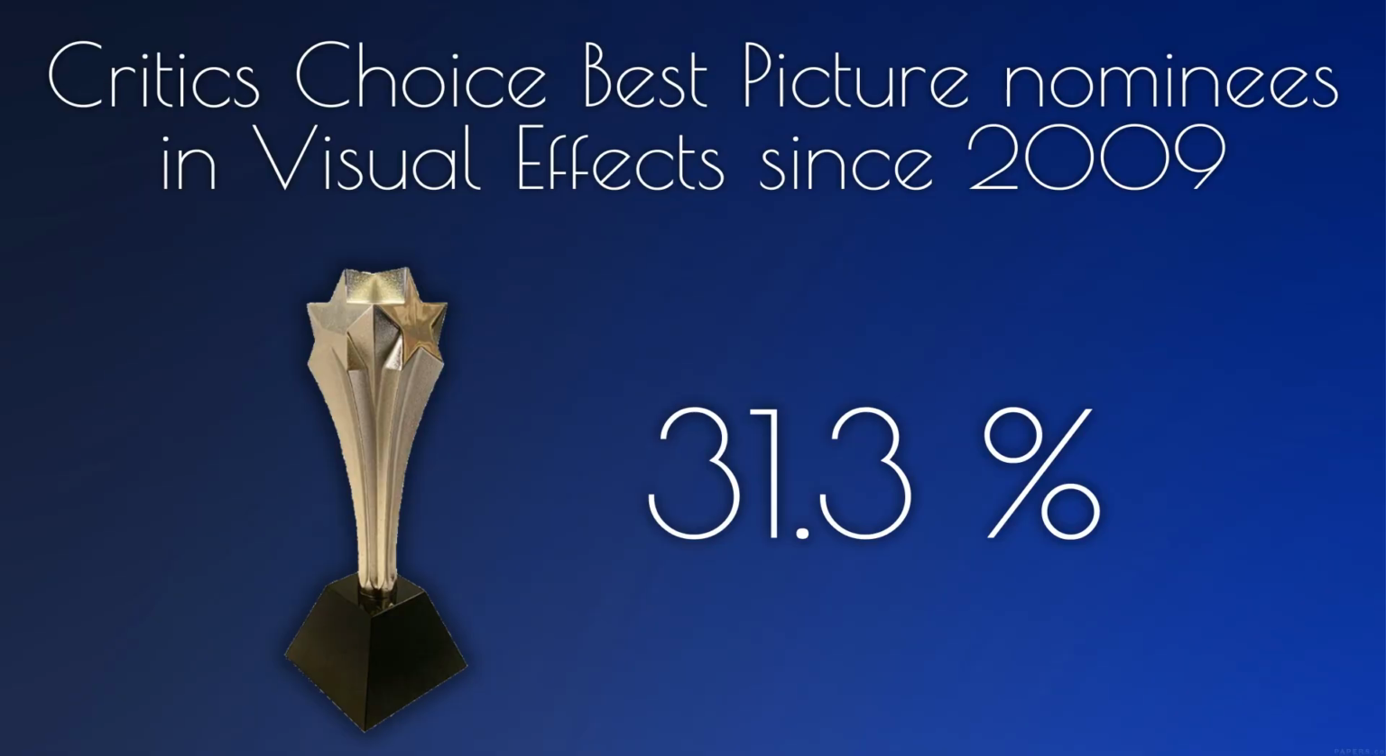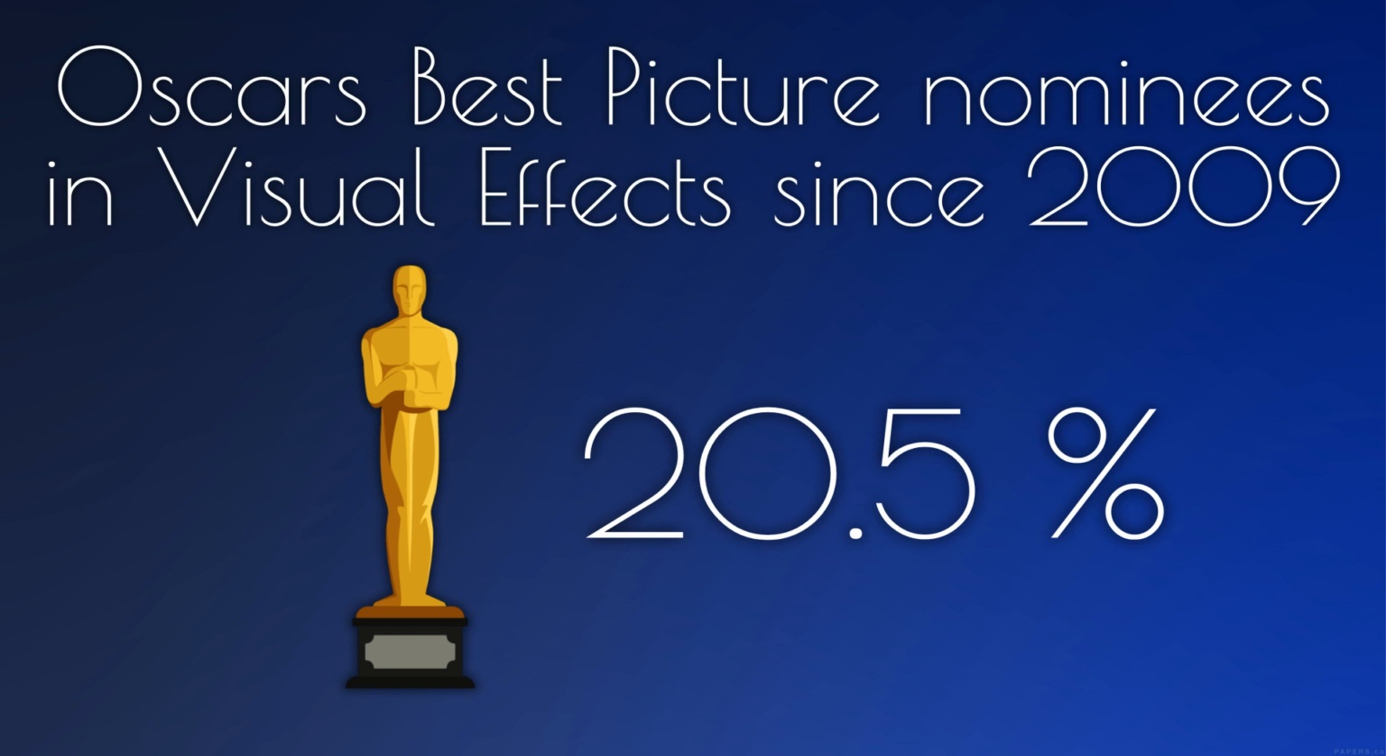And to that point, let's compare the amount of Best Picture nominees that each body nominates. At the Critics' Choice Awards, the Best Picture nominees in the category for visual effects since 2009 was 31.3%, whereas at the Oscars, that number drops down significantly to 20.5%. Not even a quarter of the visual effects nominees since 2009 were Best Picture nominees. Again, mathematically speaking, the Critics' Choice Awards are more likely to nominate movies that they like more, that have visual effects, than judging the visual effects on their own merits.